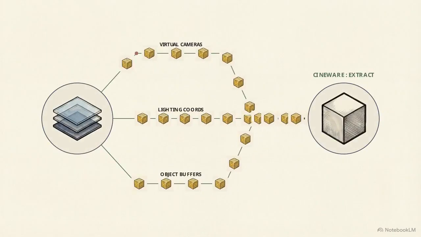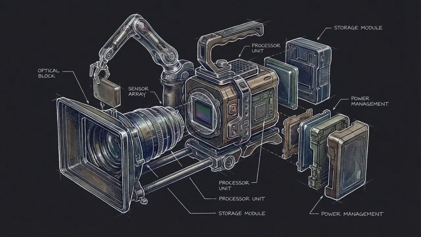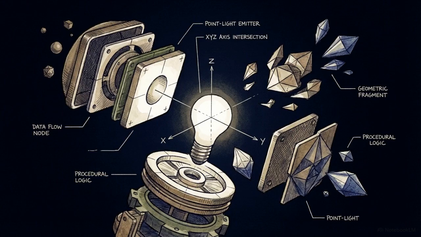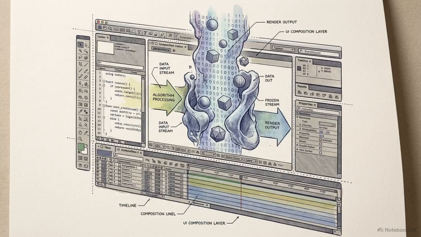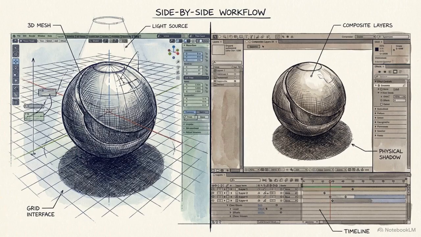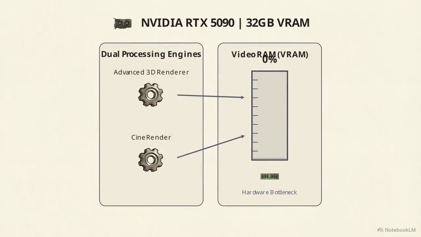After Effects now extracts raw mathematical data, such as virtual cameras, exact lighting coordinates, and precise object buffers, straight from the engine in real time. This interoperability relies on OpenPBR, a unified standard ensuring that parametric materials react to light and environment variables identically across both software platforms. However, running two distinct render engines simultaneously exposes serious hardware vulnerabilities.